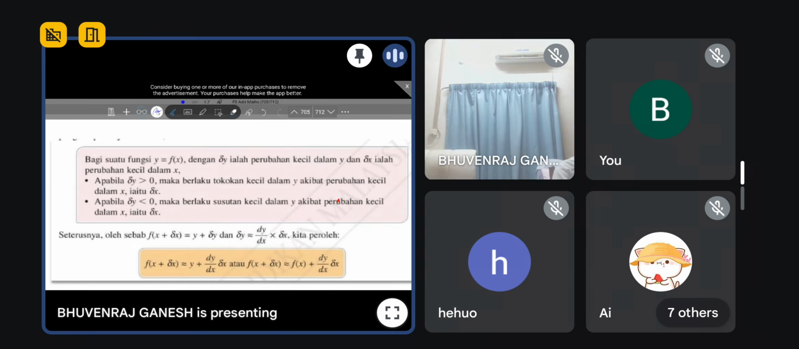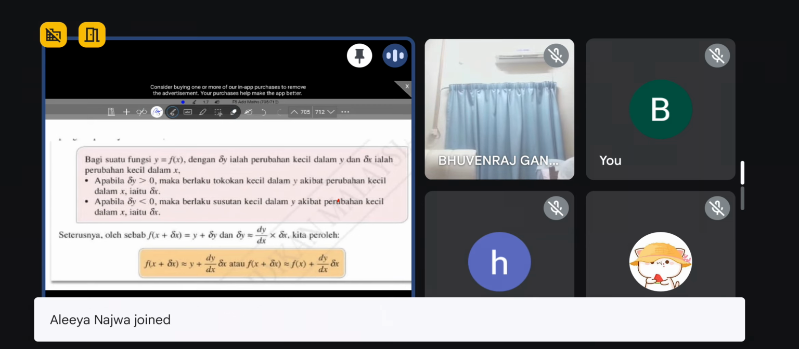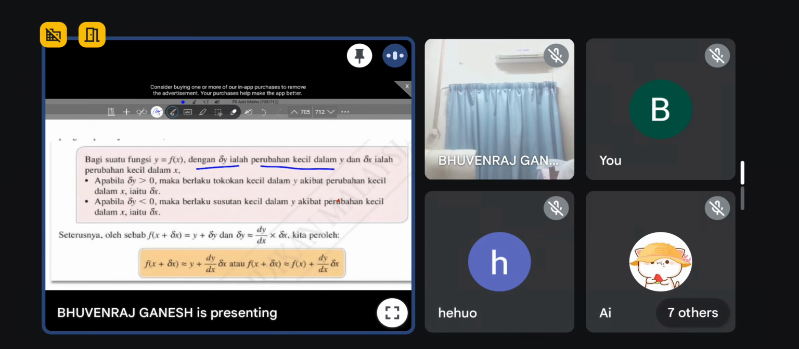Okay, so you must understand the symbol in this chapter. Symbol tu penting. Okay, so first, delta Y means that small change in Y. Perubahan kecil dalam nilai Y. Delta X, small change in X. Perubahan kecil dalam nilai X.